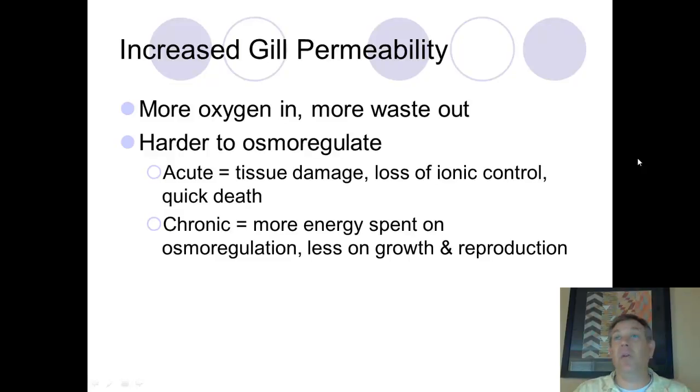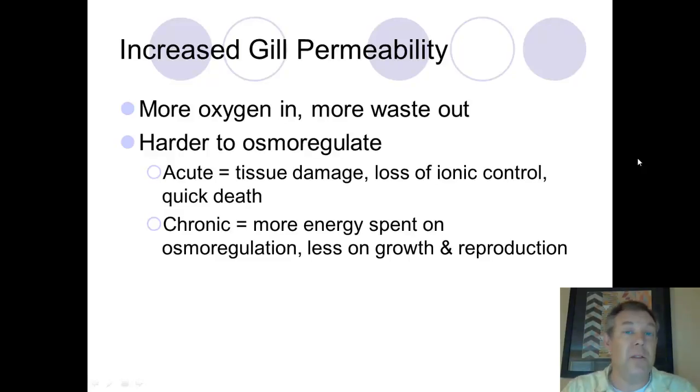More commonly, when we're dealing with fish as humans, is chronic stress, where the fish is taken from its environment and put into a tank or something. It's in a stressful condition. It's handled quite a bit, and so this is long-term, and the long-term stress is also bad for the fish's survival. They have to spend more energy to osmoregulate.